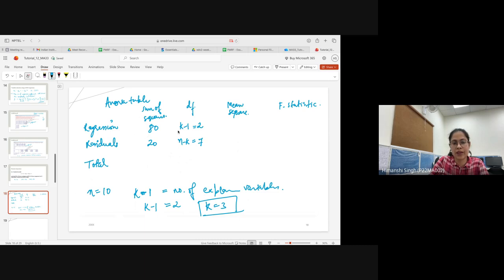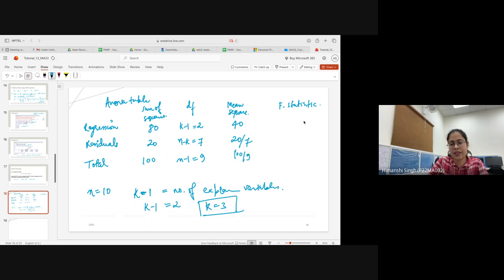Mean square will be the ratio. So this is 80 by 2, that is 40, and this is 20 by 7. For the total, the sum of squares is 100, which is the addition. The degrees of freedom will be n minus 1, which is 10 minus 1, that is 9. And the sum is also 9. The mean square is just the division.